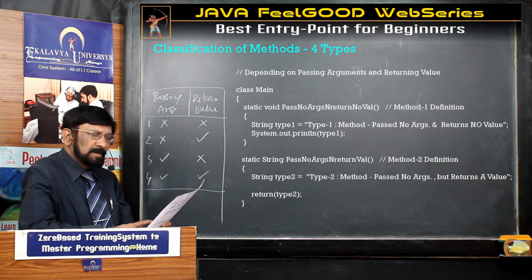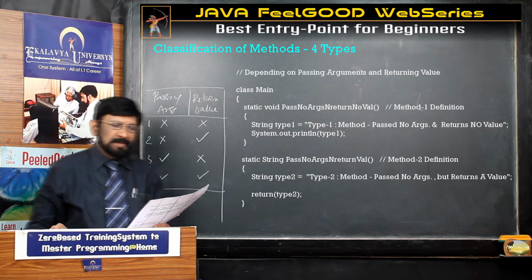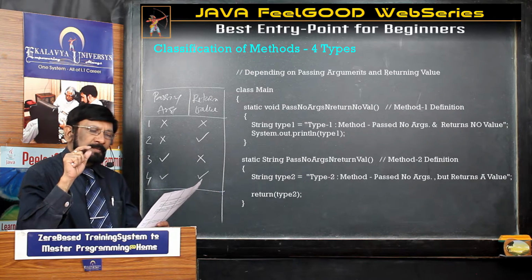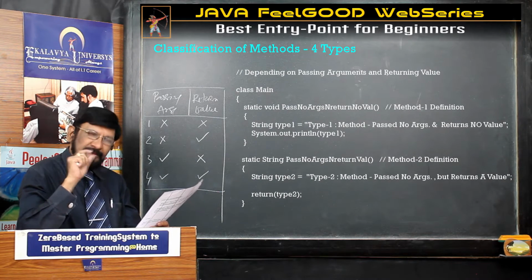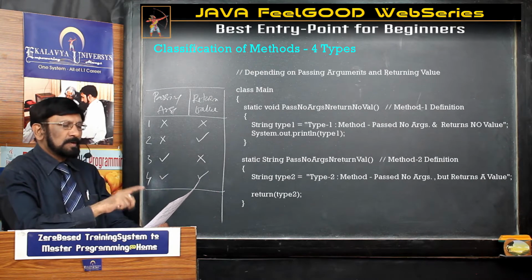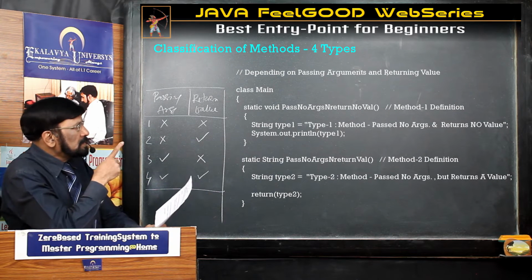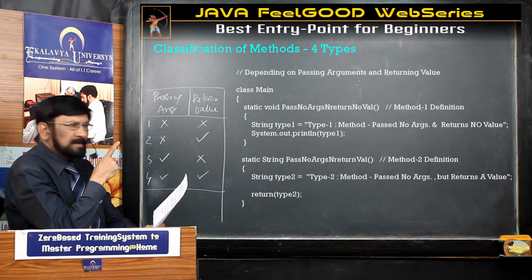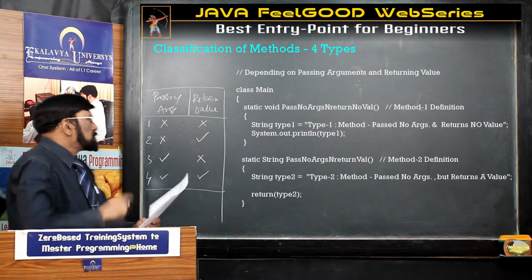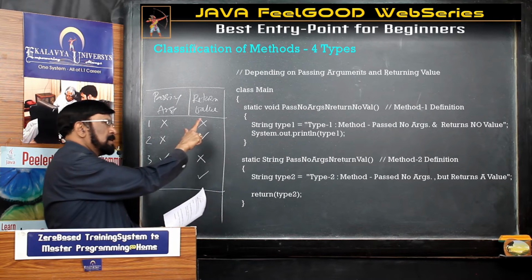For this purpose, within the body, one string object I have defined. What is the string object? Type 1 method passed no arguments and returns no value. The same name, because you have to understand this point, nothing more than that. So here it simply displays the string. You are not returning. That means here you see empty parentheses and no return statement. That point you have to understand. So it is a method which does not take any argument and returns no value.